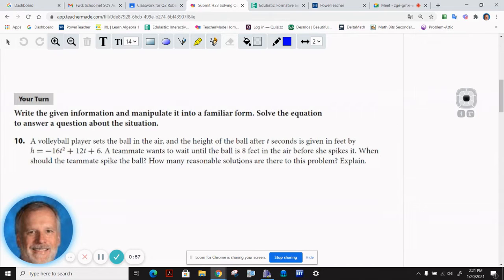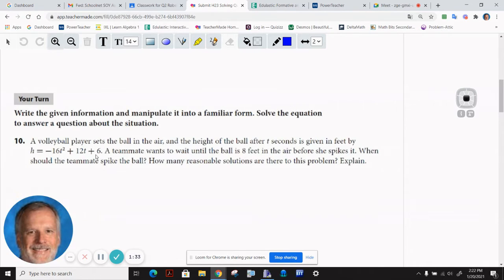Here's what I thought. If you read the problem, it says a volleyball player sets the ball in the air and the height of the ball after t seconds is given in feet by this formula: h equals negative 16t squared plus 12t plus 6. Now, we've been looking at very similar formulas, and given the initial velocity and that information, actually quite a bit of information is already taken care of in this formula. We can actually look at it and inspect it, and this constant of 6 means that the ball was set at a height of 6 feet.